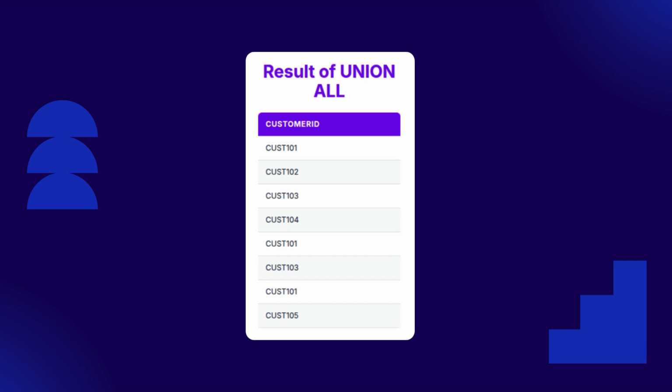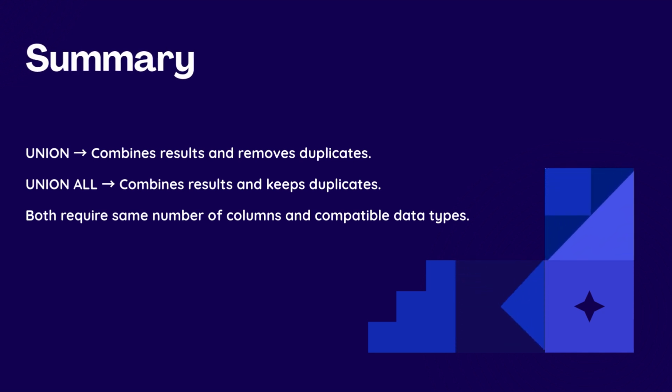One important rule to remember is that the queries combined with union or union all must have the same number of columns, and those columns must have compatible data types. So to summarize, union gives you distinct results, while union all gives you all results including duplicates.